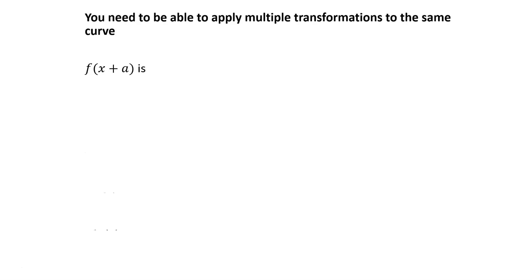So if we have the function f of x and we add a to the x, what's the transformation that happens there? Hopefully you're saying to your screen, well, it's a horizontal translation of negative a units. Alternatively, you could say it's a translation of a units in the negative x direction.